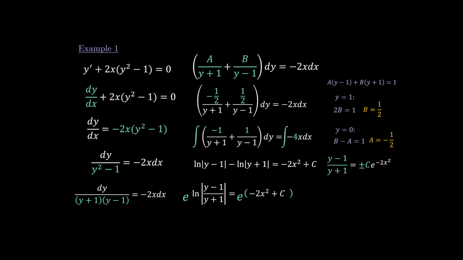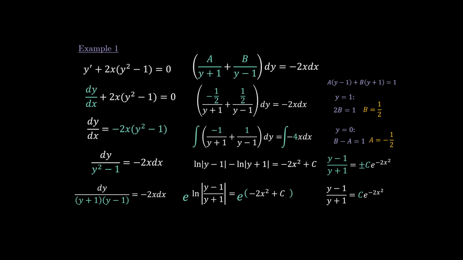y minus 1 over y plus 1 equals plus or minus c e to the negative 2x squared. We have the plus or minus because we're undoing an absolute value. But since we have a constant c, the plus or minus doesn't really have any meaning, so we can just replace it with c. Now here we can technically stop, because we can say that this is an implicit solution, but can we make it explicit?